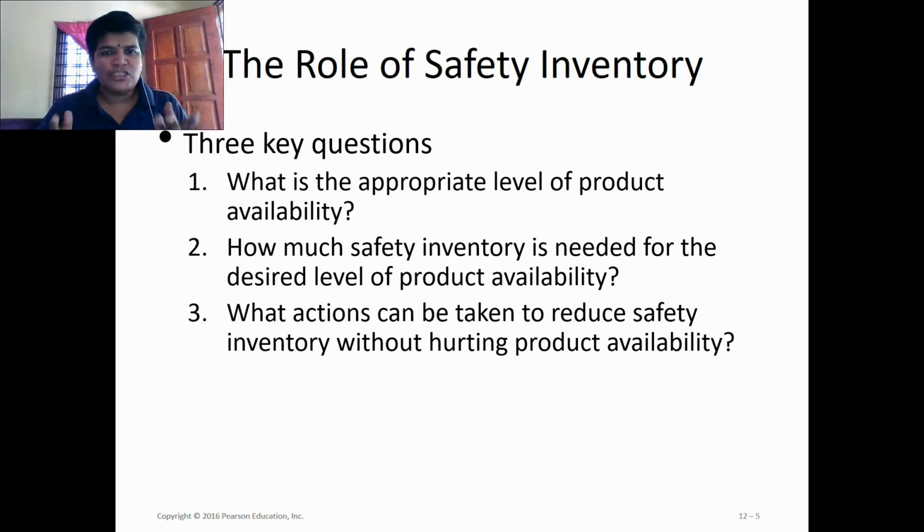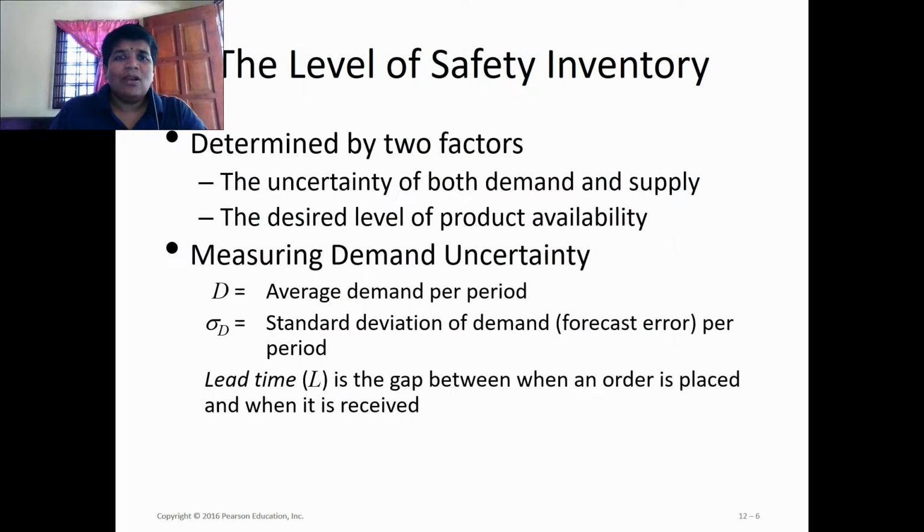Second question, how much safety inventory is needed for the desired level of product availability? Third, what action can be taken to reduce safety inventory without hurting product availability? These are the three main questions that supply chain managers and logistics managers are normally concerned with. The level of safety inventory is determined by two factors. One is the uncertainty of both demand and supply, and another one is the desired level of product availability.